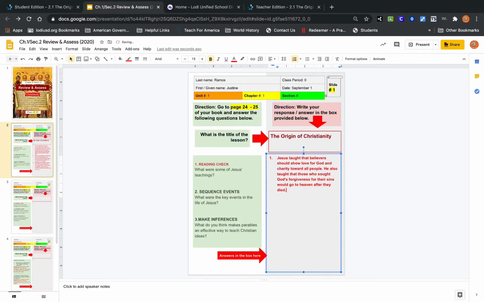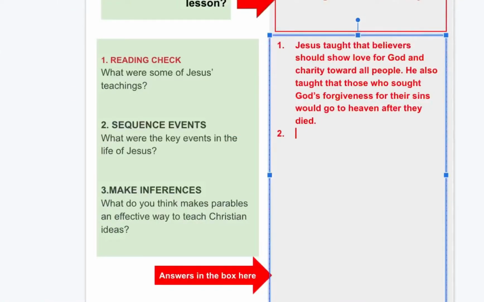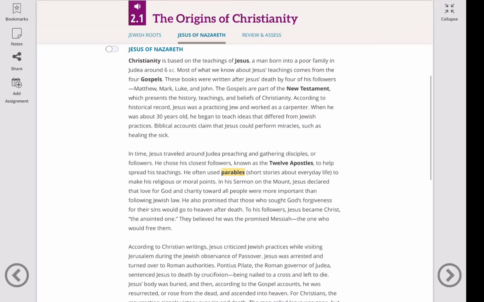It's as simple as that. Now for number 2, sequence of events. What were the key events in the life of Jesus? Of course, we will need to go back to the book so that we'll find the sequence of events in the life of Jesus. Here we find about his Jewish roots and how he traveled around Judea, that's a place, preaching and gathering disciples or followers.